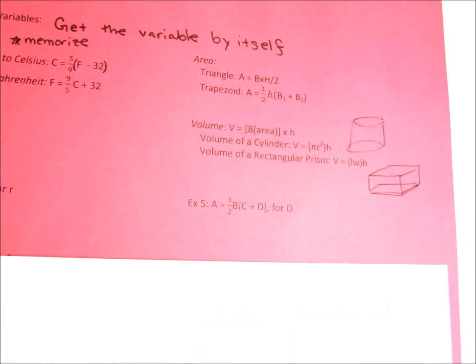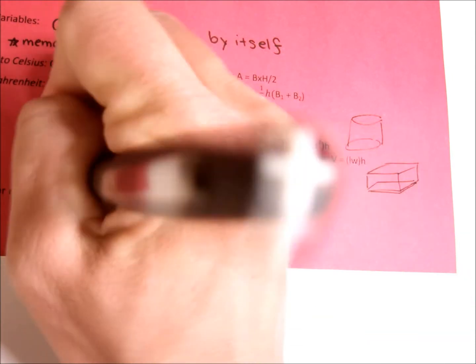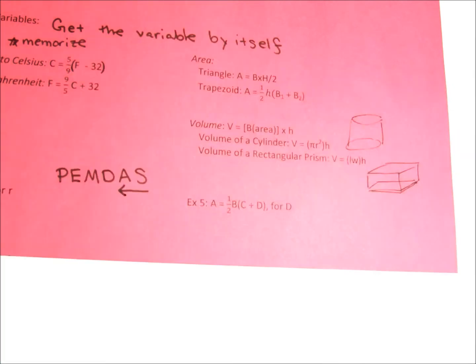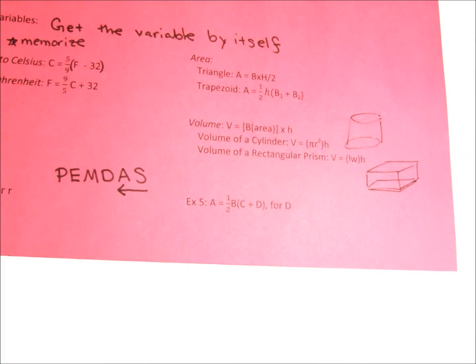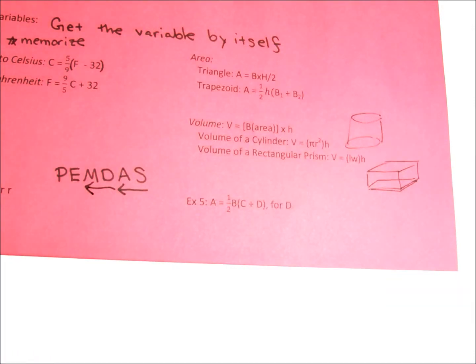All right, now let's work on isolating the variable. What we have to remember as we go through here is we are doing PEMDAS backwards. So first we're going to add and subtract anything away from our variable. Then we're going to multiply or divide anything away from our variable. And if we had exponents, then we would do that next. But we don't. So let's take a look at this one.